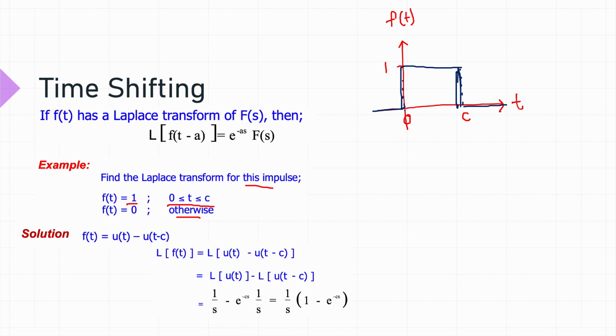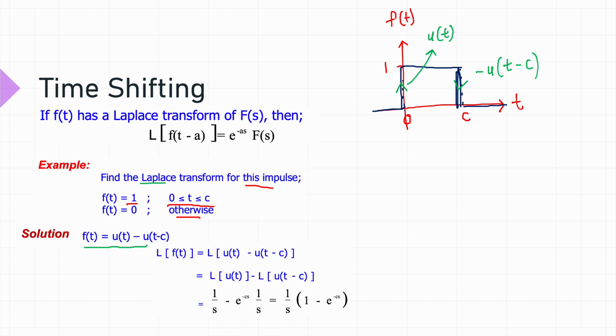So if we write the equation for this f(t), we can see that the graph starts from 0, so it goes up, and it ends at c, so it goes down at c. So the equation is going to be u(t) for the rising part, and for this one it is negative since it is going down, u(t minus c). Therefore, the equation for f(t) is given as u(t) minus u(t minus c).